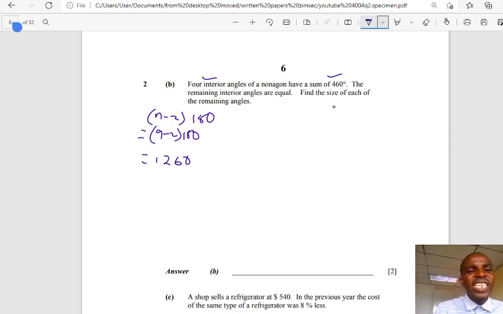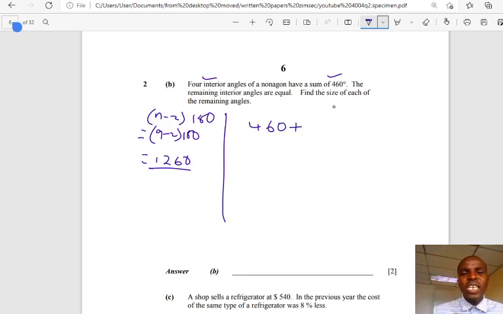1260. Then this one is the total sum of all 9 angles. Then you can form a simple equation here. 4 of the angles, they are 460. The 4 interior angles of a nonagon have a sum of 460. So total is 460. These are 4. Then plus total of the remaining 5.